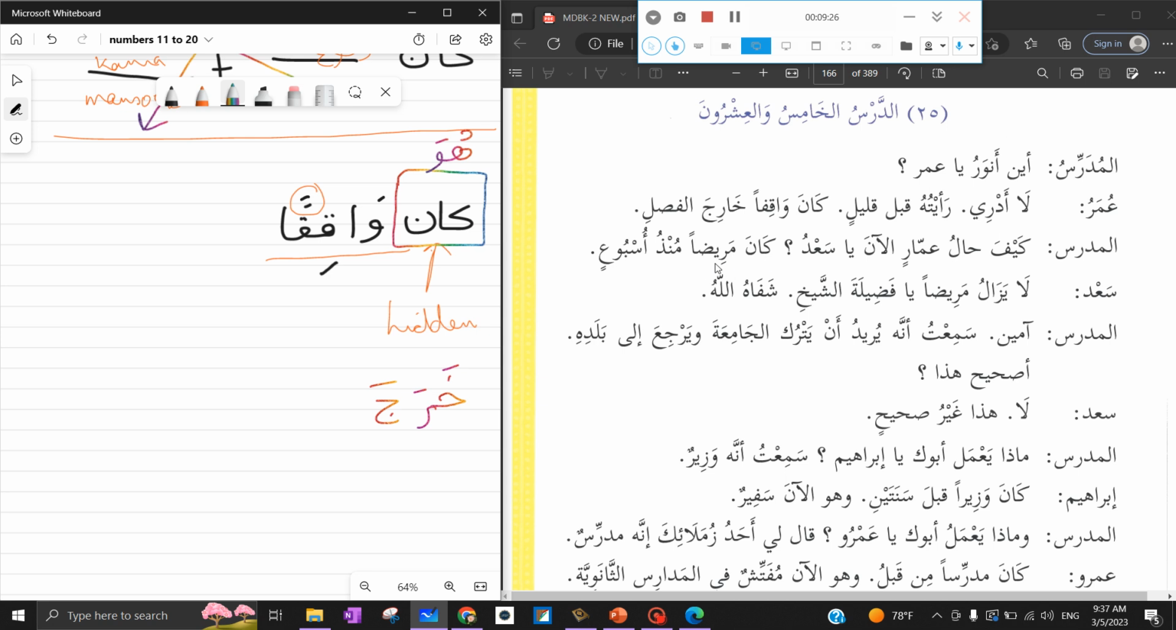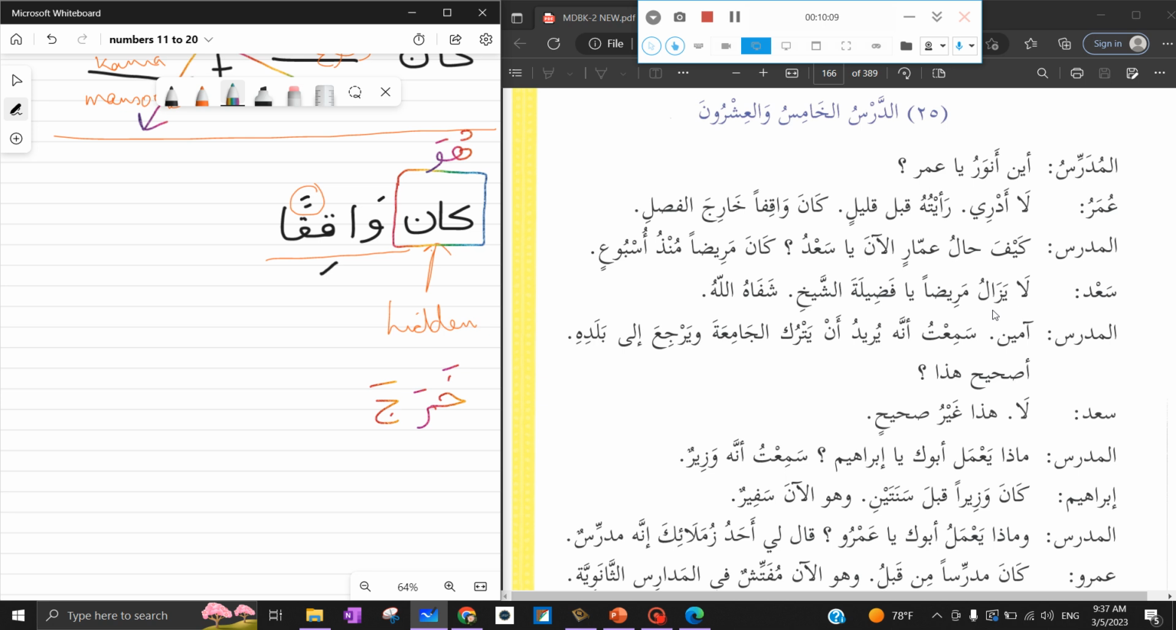Maridan, like kana maridan. Here also the same i'rab. Where is ism kana? Hidden in it. It is damir mustatir taqdiruhu huwa. Maridan khabar kana mansubun wa alamatu nasbihi al-fathatu az-zahira. Why are we saying zahira? Because you can visibly see the fatha outside. Even if you don't want to say az-zahira, just leave it and say fatha, li'annahu fathatu. Mundu usbu'in, since a week, because usbu' is singular and you will say since. Mundu means since a week. So Saad says, La yazalu.